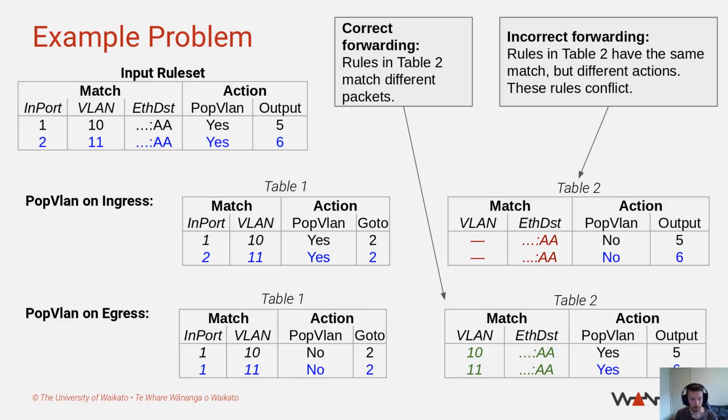If we pop the VLAN on ingress, what we end up with is two rules in the second table with the exact same match, as we can no longer match the VLAN. But these rules have conflicting actions. They output to different ports. Whereas if we install both with the pop VLAN in the second table, this is not an issue because the match in the second table includes the VLAN and can differentiate these two cases.